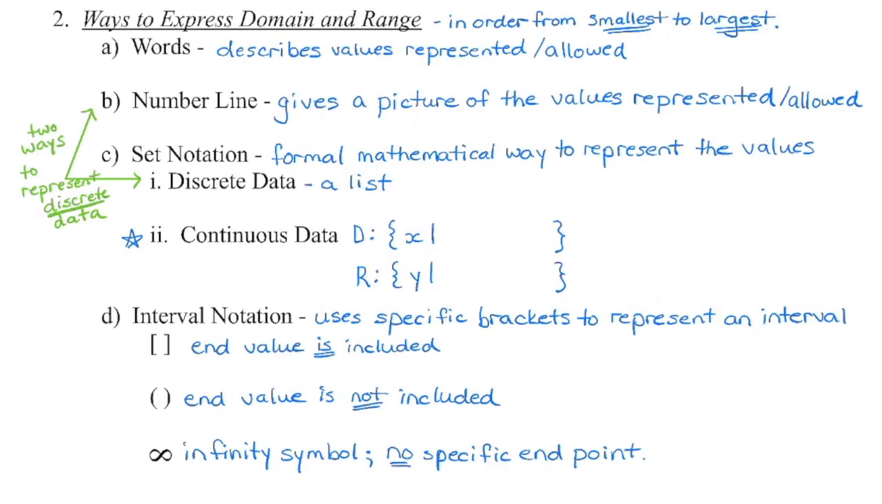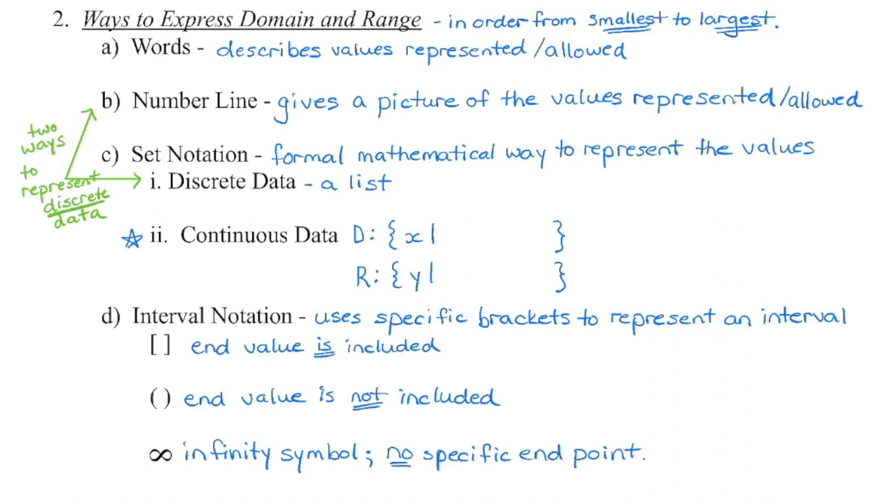There are 4 different ways that we use to represent domain and range. One thing you want to remember is that we always need to move from the smallest value to the largest value. So we're going to begin with the smallest and we're going to end with the largest. That's important. The first thing we can do is use words, where we can just verbally write out what are the values that are allowed for that particular graph, or what values on that graph are represented.